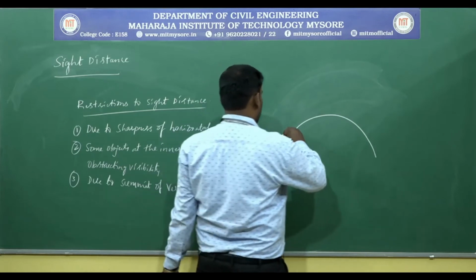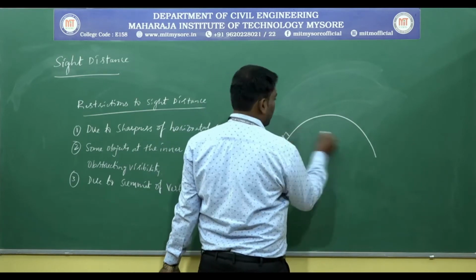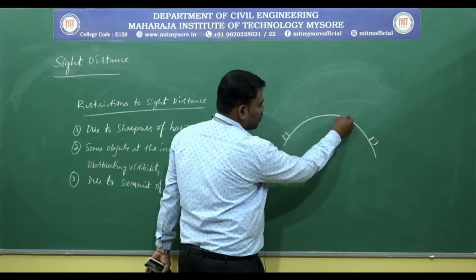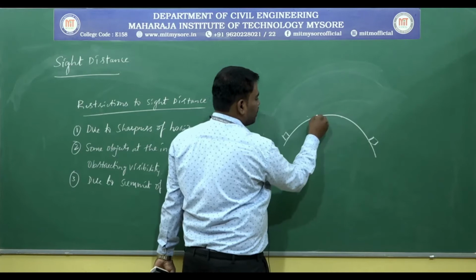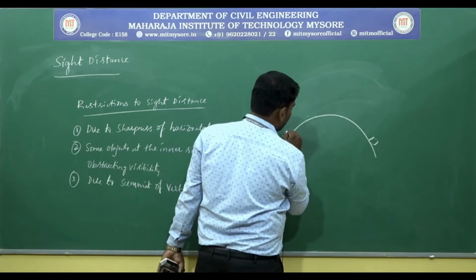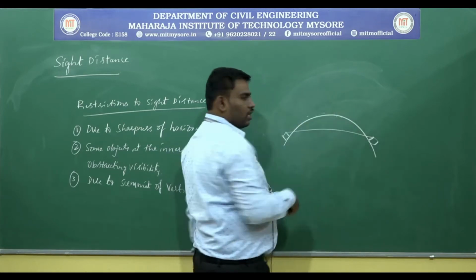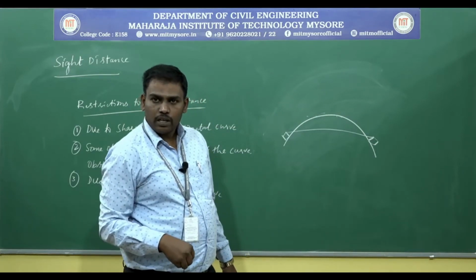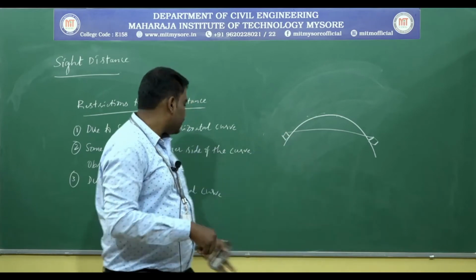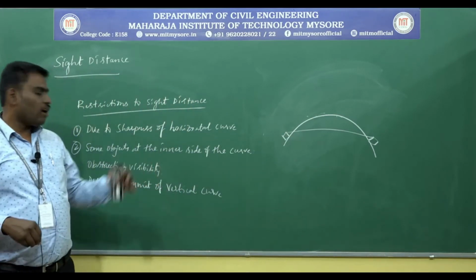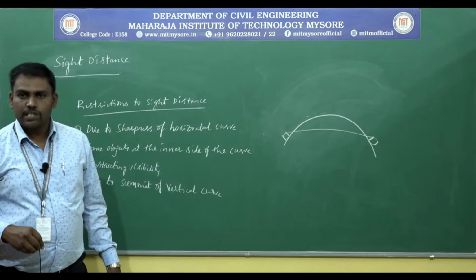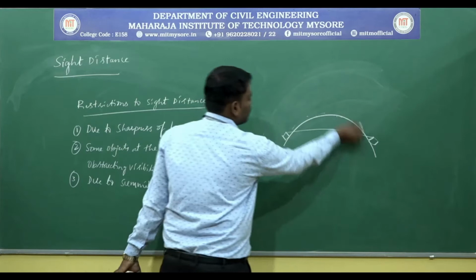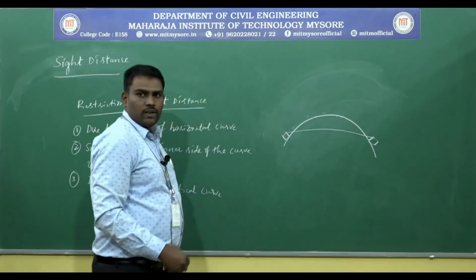Here, if one vehicle is on this side and another vehicle on this side, see here, the ground, the convexity upwards, the summit of the vertical curve itself obstructs the visibility. Is it clear? That is the third case. Due to the summit of a vertical curve there is a restriction to visibility. Summit is this, convexity upwards.